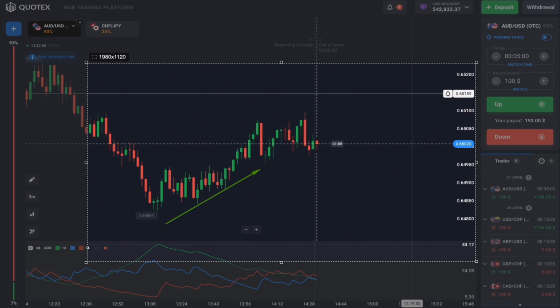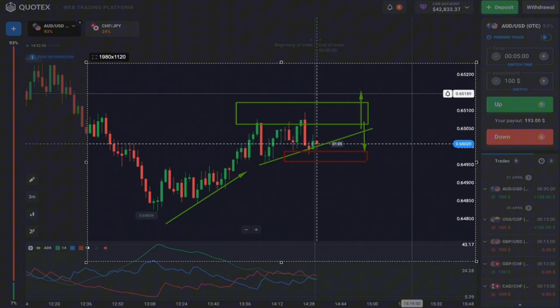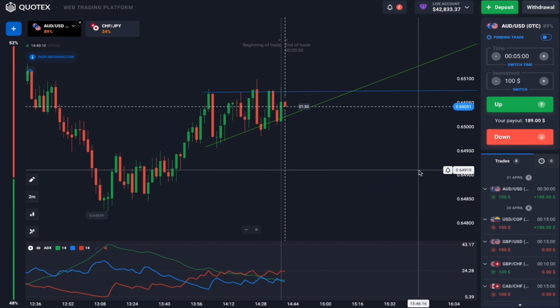Here's the plan. The green box at the top, that's resistance. The green line under it, that's our trend line. If price squeezes into the triangle and breaks resistance, I'm going long. If it breaks the trend line, I'm still trading with the trend, but only after it hits the next support. Let's draw it all out on the chart real quick.